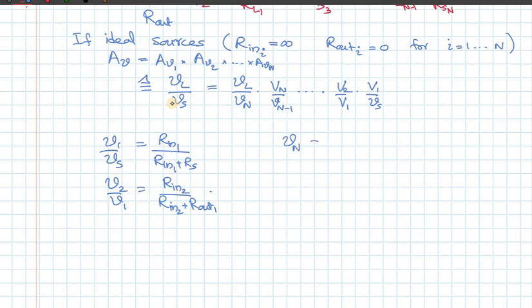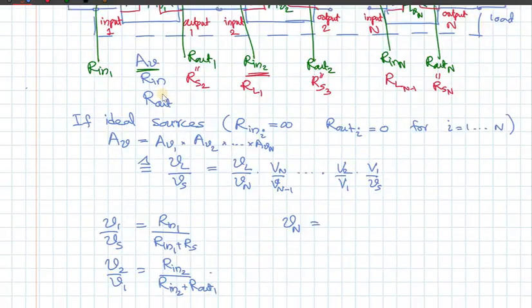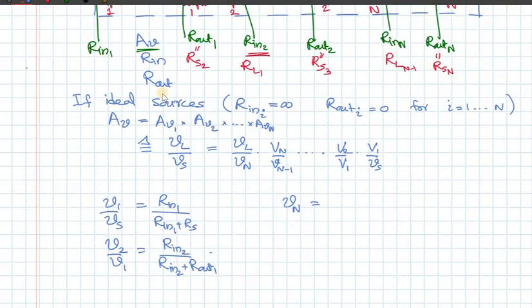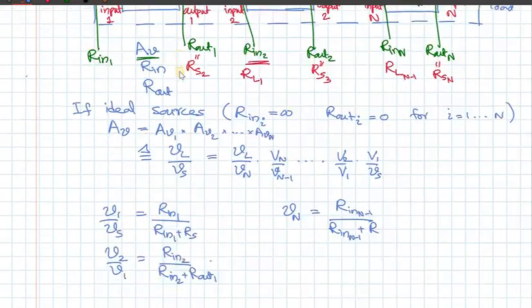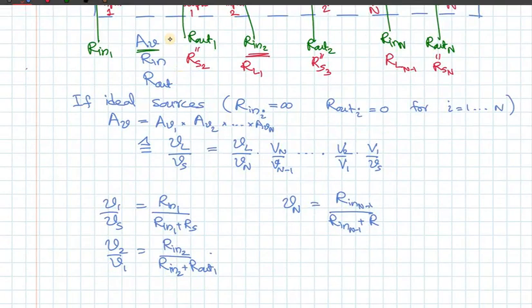Vn is the input to the nth stage, which should be the output of the previous stage, that will be R in n divided by R in n plus R out n minus 1.